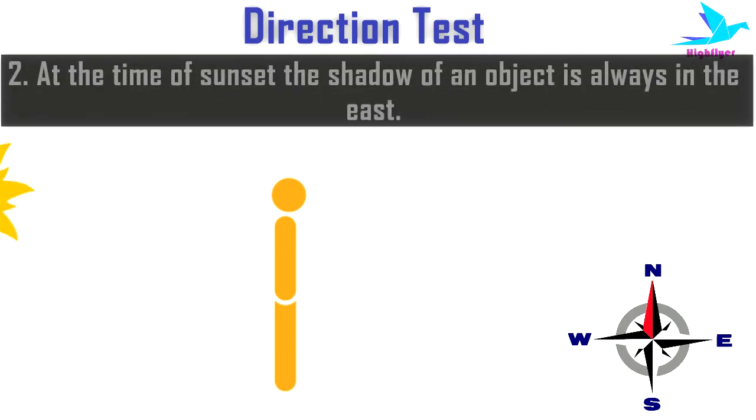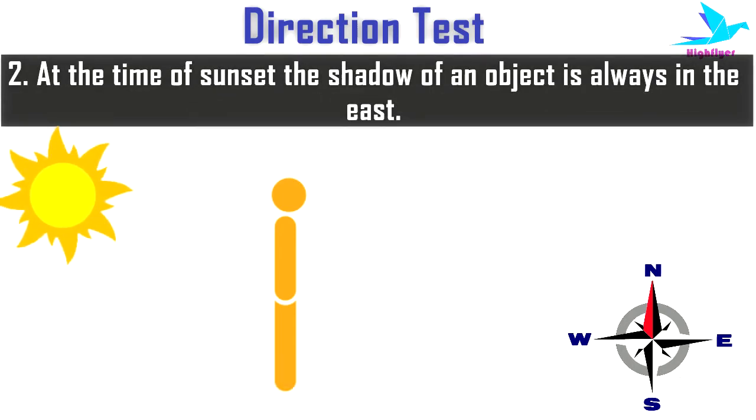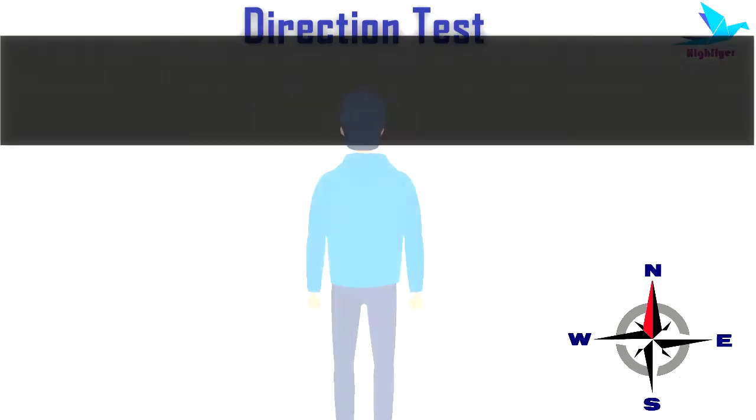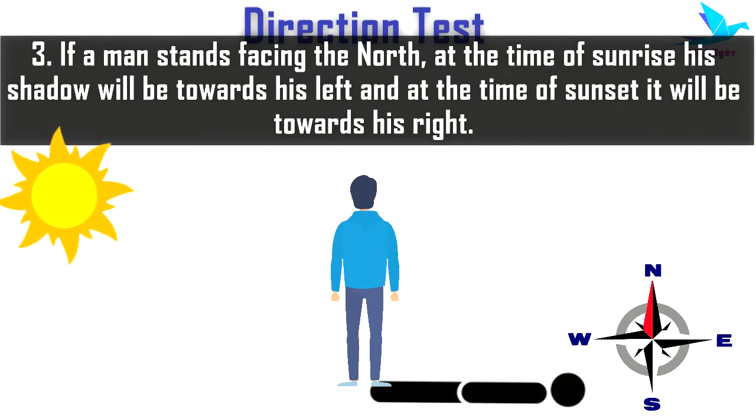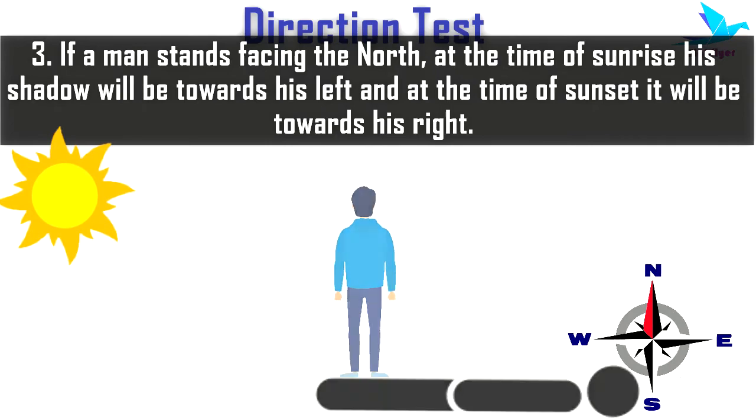Next, at the time of sunset, the shadow of an object is always in the east because during sunset, the sun is in the west. So the direction of the shadow will be opposite, towards the east. The next point: if a man stands facing the north, at the time of sunrise, his shadow will be towards his left and at the time of sunset, it will be towards his right.